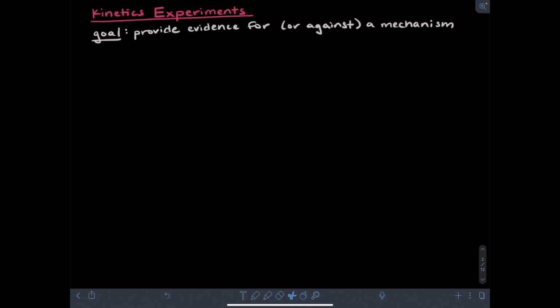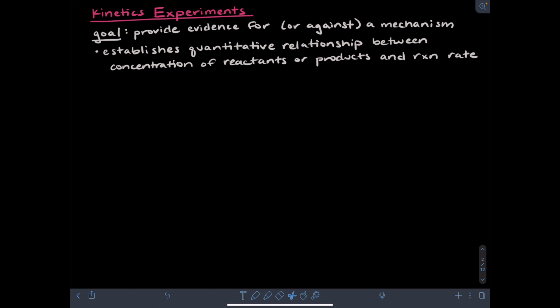The reason a chemist would perform kinetics experiments is if they want to provide experimental evidence supporting or disproving a mechanism. These kinetics experiments would give you a quantitative relationship between the reaction rate and your concentration of reactants and products and how that's changing with time.